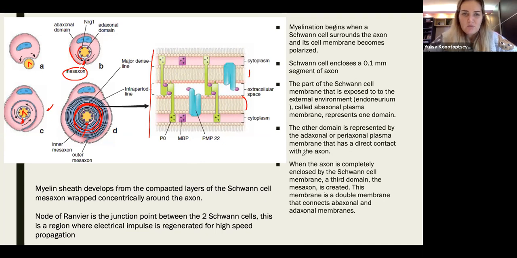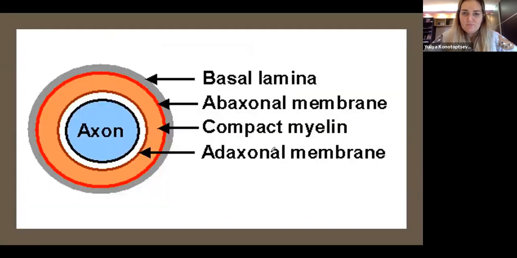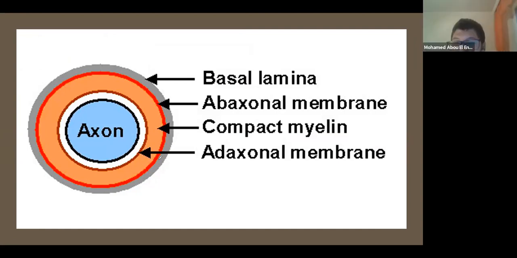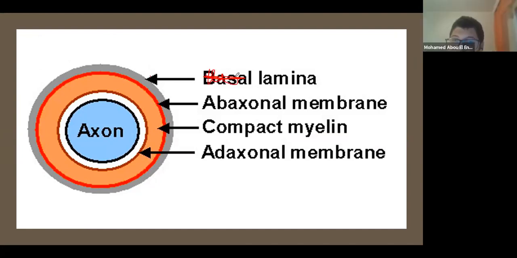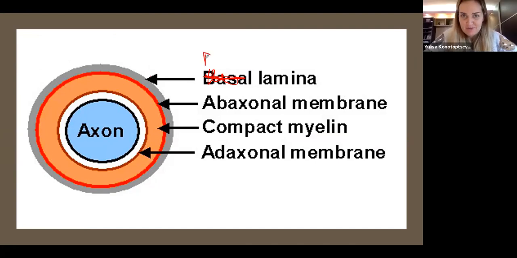Okay, so a question. What is wrong with this picture? The compact myelin, the basal lamina. Oh, actually, you're right. This should not be there. It has another name. External lamina. Very good. So this should be external lamina. This is not a basal lamina, it is external lamina, because only epithelial cells possess a basal lamina. The Schwann cell is a non-epithelial cell, so it does possess an external lamina on its surface.